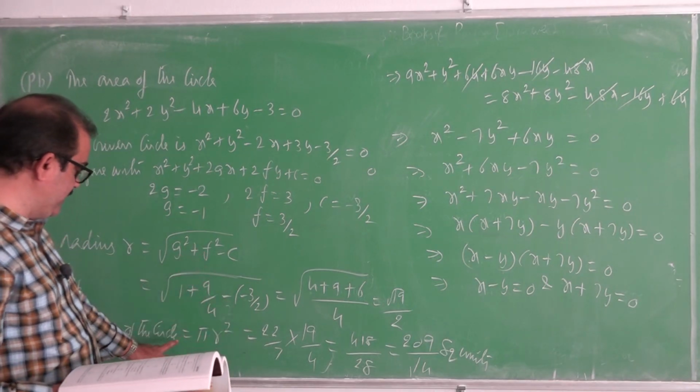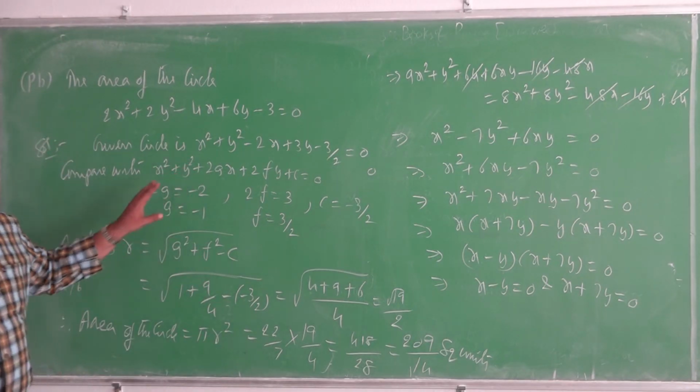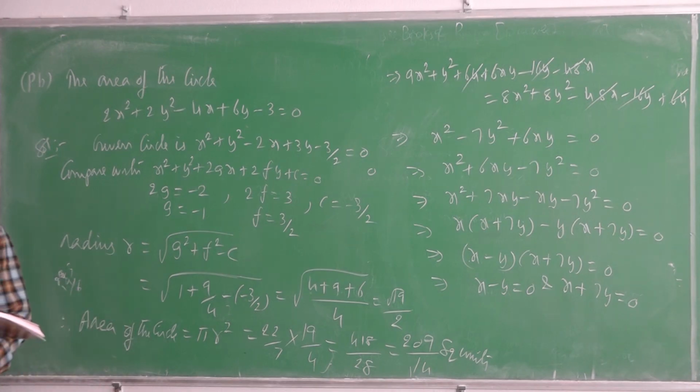In this way, to find the area of the circle, first of all we find the radius of the circle. Okay.